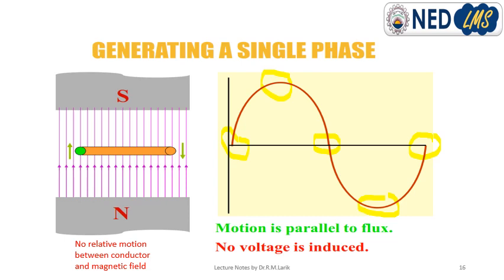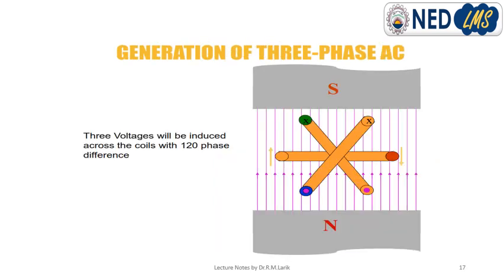Now we learned how we get the sinusoidal voltage waveform. Similarly, we learned about single phase generation. Now we move towards three-phase generation. In single phase, it was only one conductor that moves around the magnetic field and produces a sinusoidal wave of its own. Now we have three conductors, that is three-phase generation. You can see conductor 1, conductor 2, and conductor 3.